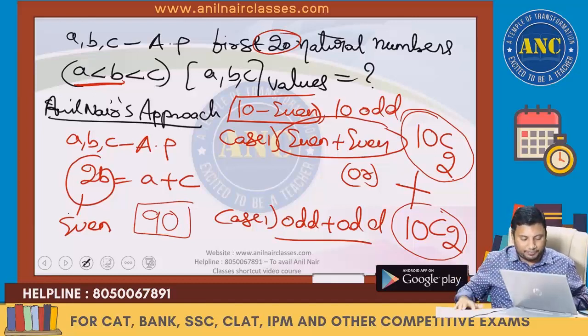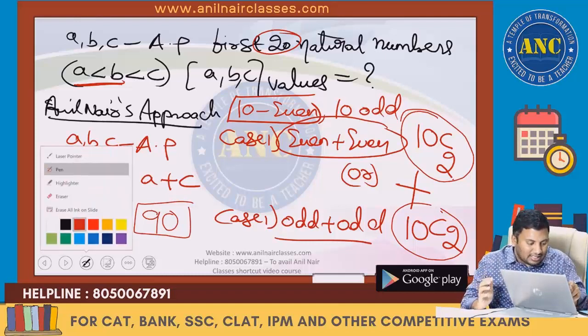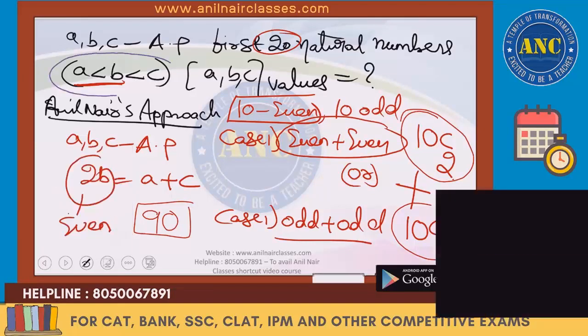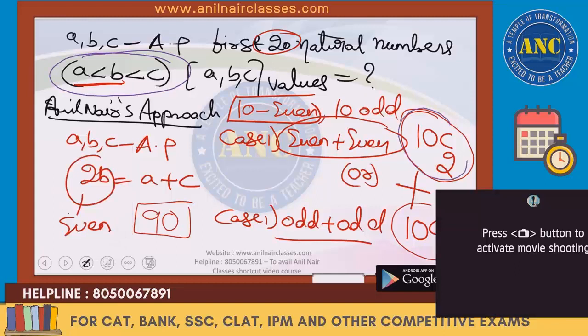One more question. Idea is clear. A less than B less than C. Because there is a condition present in the question, I am using NC2. How did I get 90? NC2 is N into N minus 1 by 2. 10C2 is 10 into 9 by 2, which is 45. This is 45, and the next is 45. 45 plus 45 is 90. I hope the idea is clear.